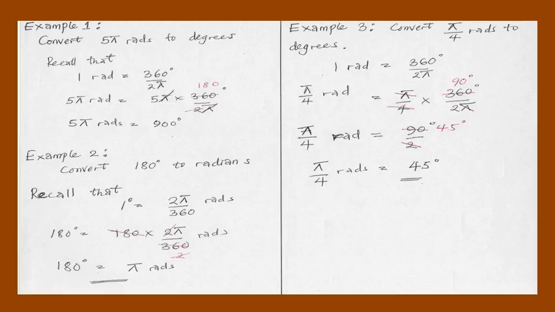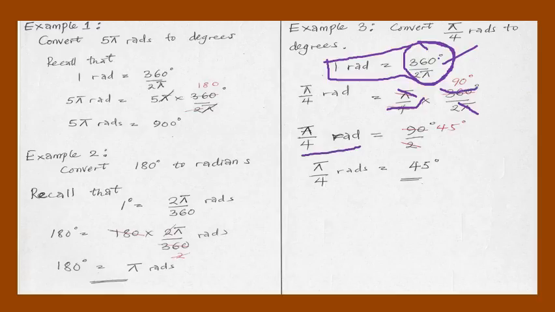Now example 3 says convert pi over 4 radians to degrees. We know that 1 radian equals 360 degrees over 2 pi. So pi over 4 radians will be pi over 4 times this, so pi over 4 times 360 over 2 pi. Pi cancels pi. 4 in 360 is 90, so pi over 4 radian equals 90 over 2. That's 45 degrees. So pi over 4 radian equals 45 degrees.